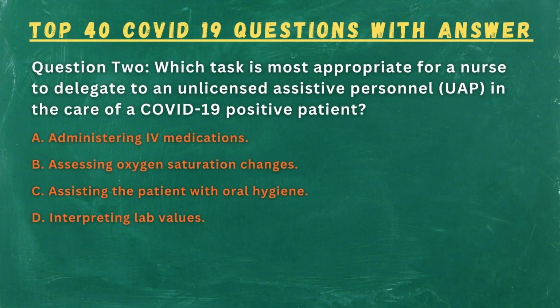Question 2. Which task is most appropriate for a nurse to delegate to an unlicensed assistive personnel, UAP, in the care of a COVID-19 positive patient? A. Administering 4 medications. B. Assessing oxygen saturation changes. C. Assisting the patient with oral hygiene. D. Interpreting lab values.